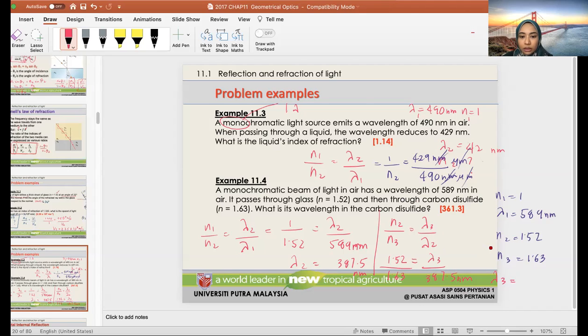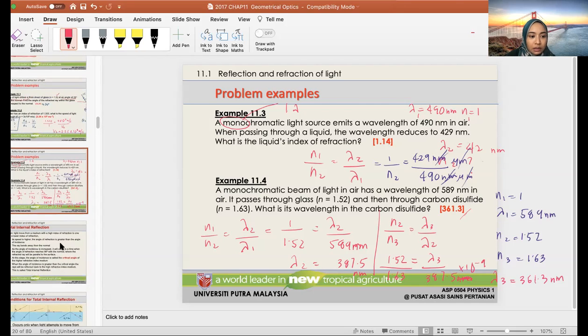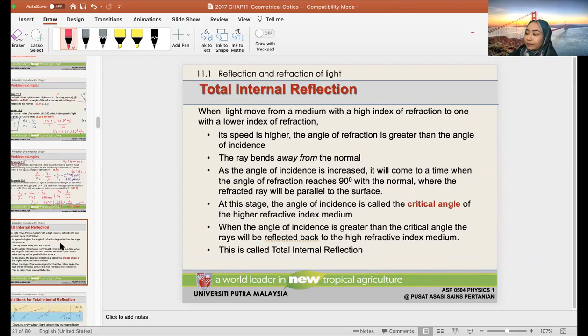Dapat tak 361 tu? 361.3. Dapat. Alright. Dapat. 0.3 nanometer. Okay, so let's say you terlebih rajin, you don't want to use nanometer, you can write it times 10 to the minus 9. So whatever answer you get, tak payah tulis nano pun tak apa, as long as it is in meters. So jawapan dia betul juga, even though you didn't jawab in nanometers. Okay, so that was that example.